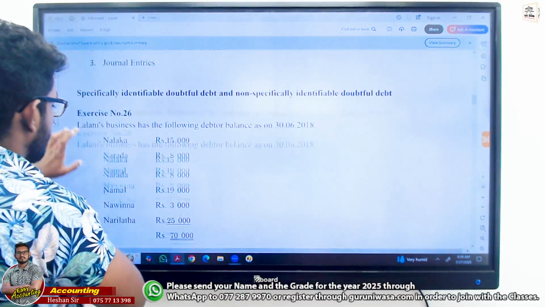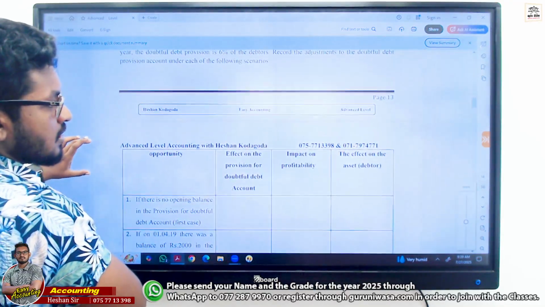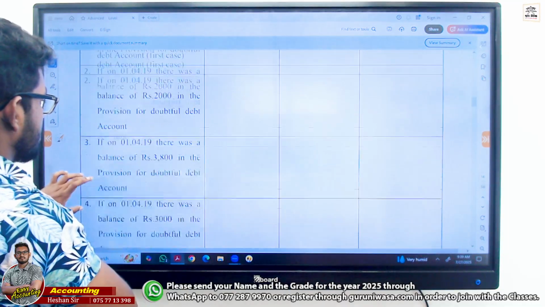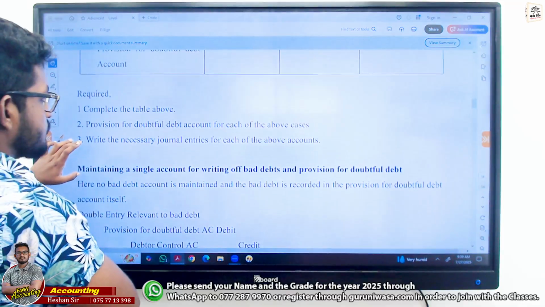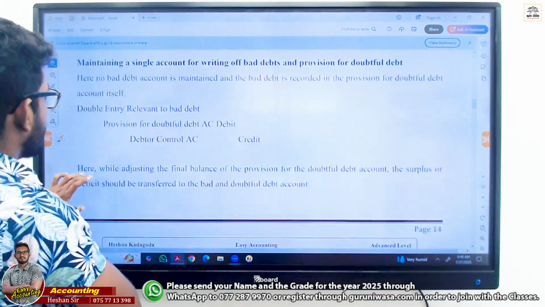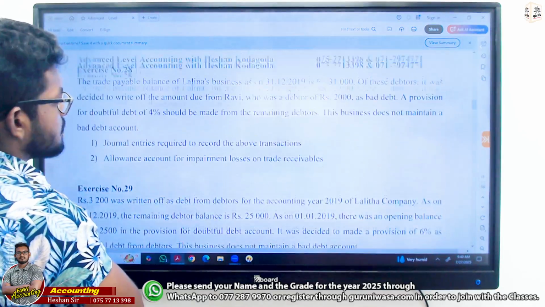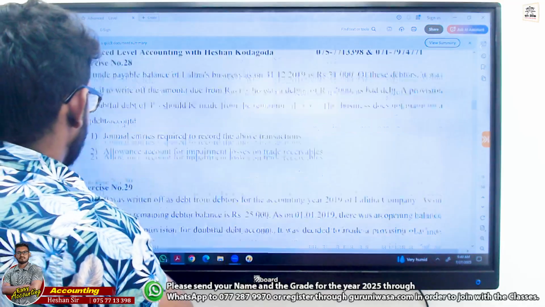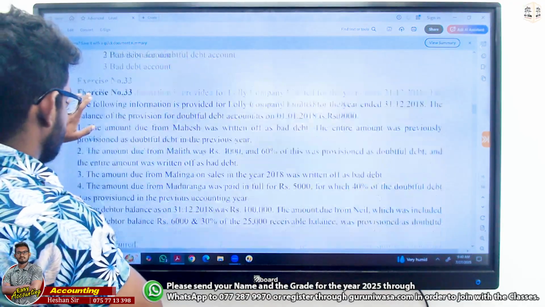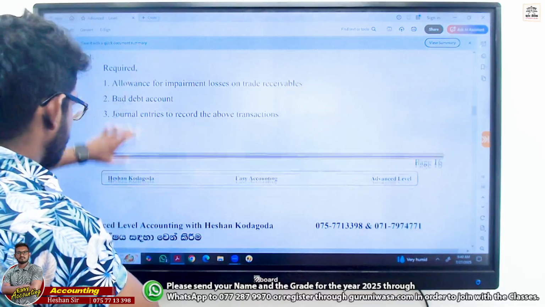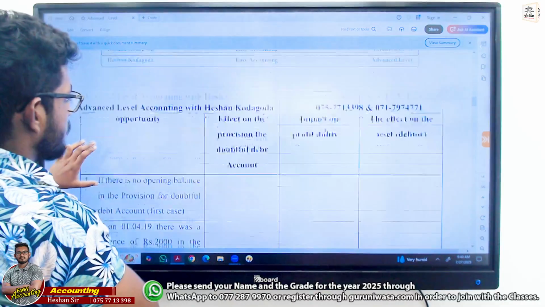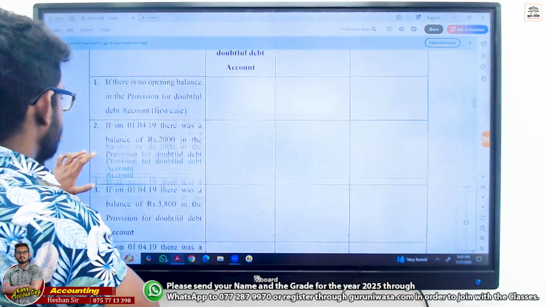Provision for doubtful debt. This is about special provision and general provision. Before moving to that, I want you to do this one because we have made this one.